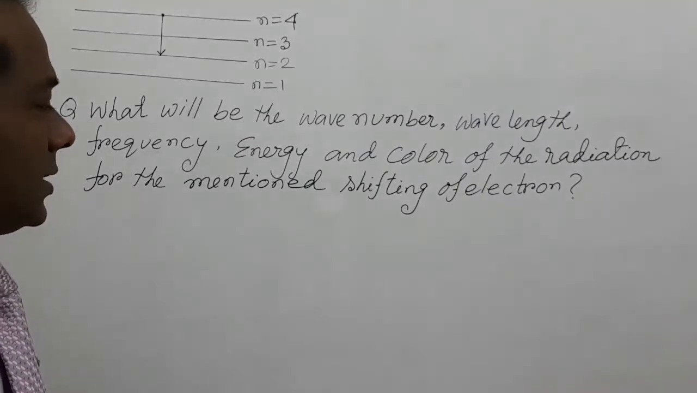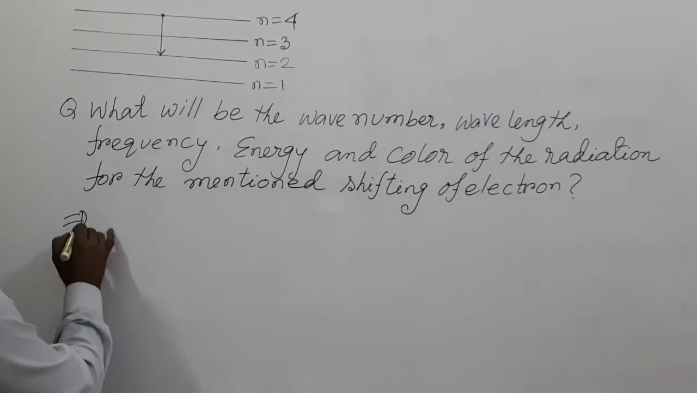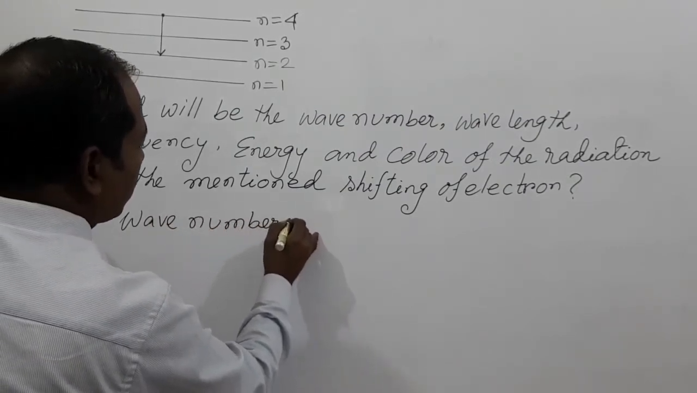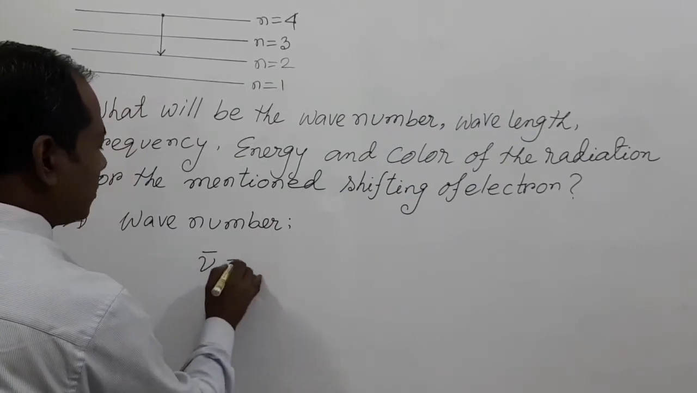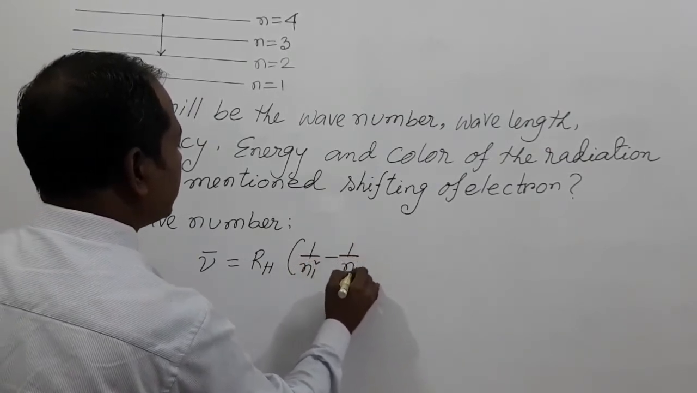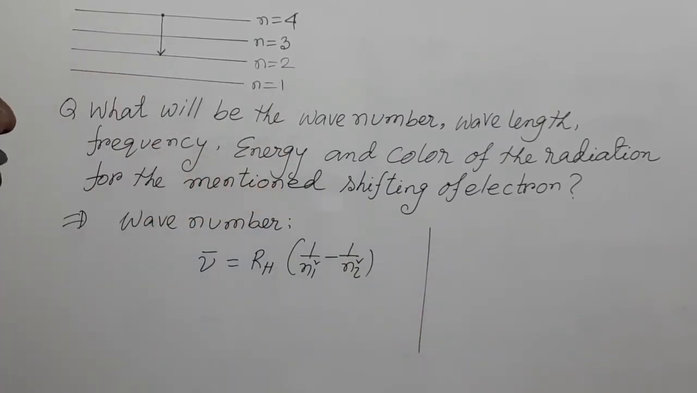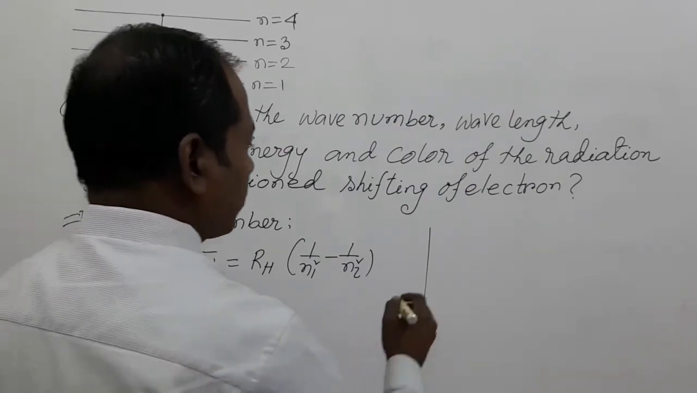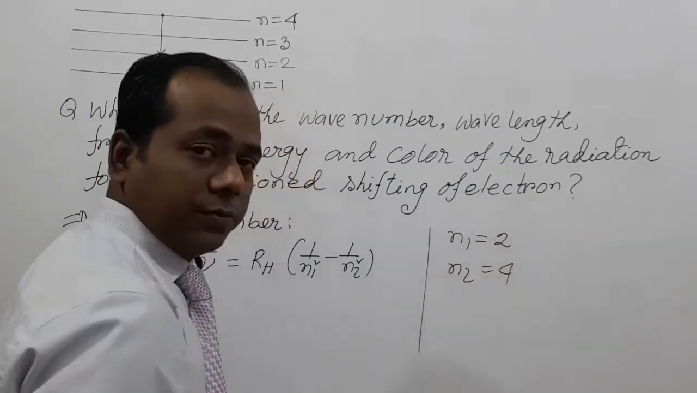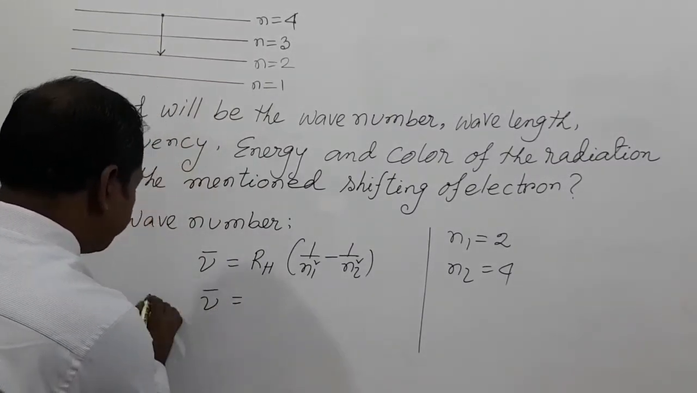My dear students, we know that to calculate the wave number, the formula is nu bar equal to RH (1/N1² − 1/N2²). Here the electron shifts from shell number 4 to shell number 2, so we can write N1 equal to 2 and N2 equal to 4. So we calculate nu bar.